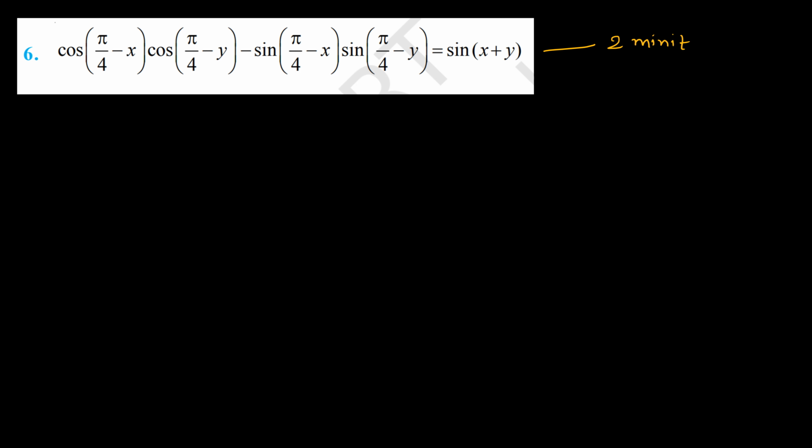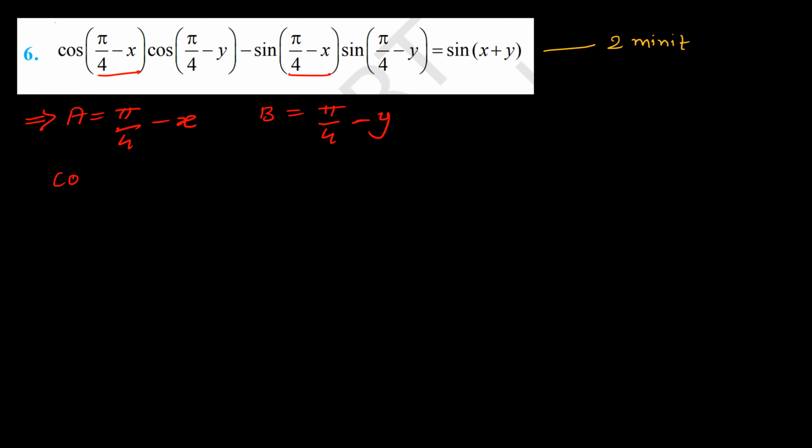Like if you solve it the first time, it may happen that you are not able to solve this question, but after that you can solve any kind of question like this. So in this one, we need to first break the question. Let us say I consider a is equal to pi by 4 minus x, and b is equal to pi by 4 minus y.